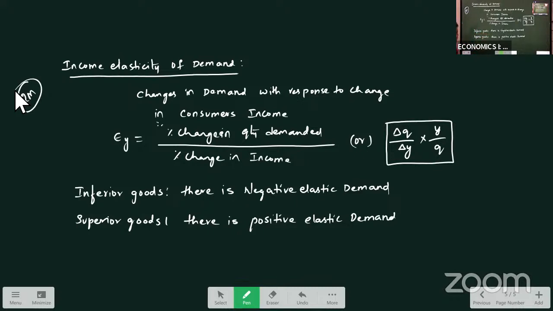So, income elasticity of demand: what is it? Changes in demand with response to change in consumers' income. To calculate income elasticity, we use the formula percentage change in quantity demanded by percentage change in consumers' income, or delta Q by delta Y into Y by Q. For inferior goods, there is negative elastic demand. For superior goods, there is positive elastic demand.